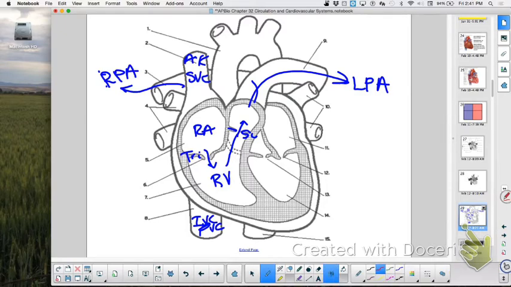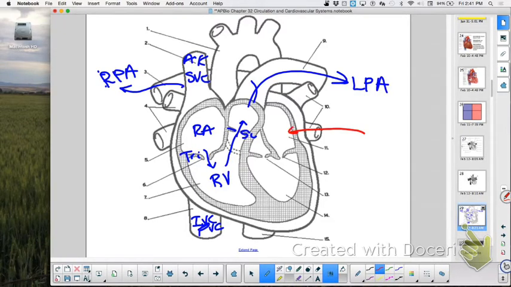And then we're off to the lungs, right? And then we're going to come back oxygenated in here, in here. This is traveling behind here. Okay. So what's this one? What are these called over here? Left pulmonary veins. And these are right pulmonary veins. Good.